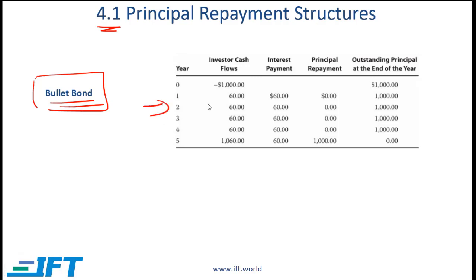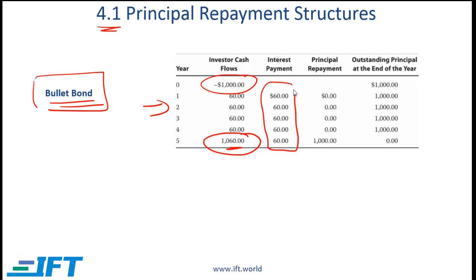Here is an example from the curriculum. If we buy a bond for 1000 and this bond makes a coupon payment of 60, 60, 60, 60, and at the end the money that we get back is 1060, where 1000 is the principal amount or the par amount and 60 is the coupon payment. This is a simple example of a bullet bond.